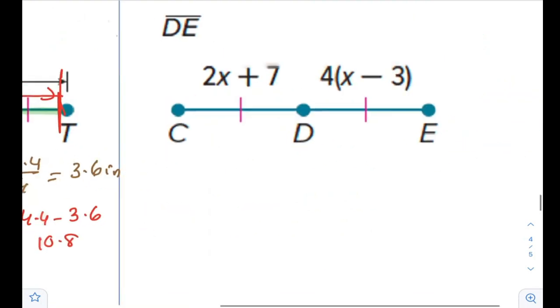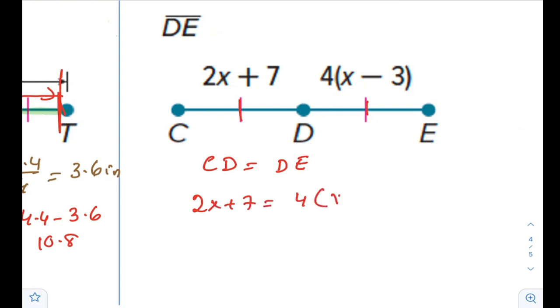Now let's use algebra here, algebraic expression. We know that CD is equal to DE because they have the same tick mark. So we will write the equation as follows. And now we will refer back to the old information. We find the solution of the equation. We need to distribute the multiplication over the addition or subtraction.